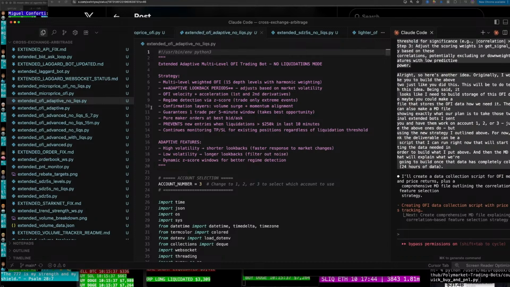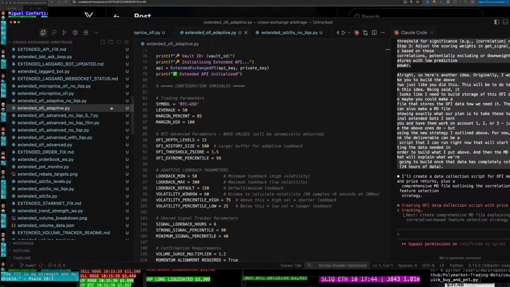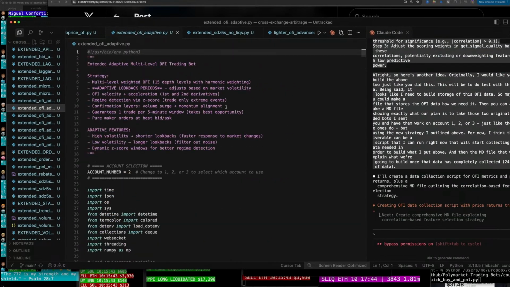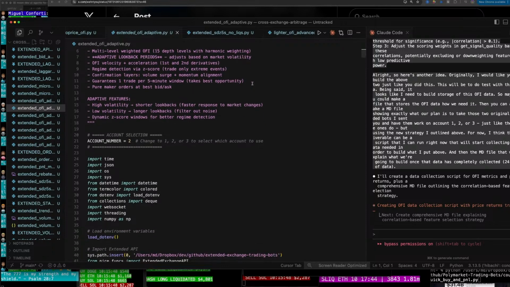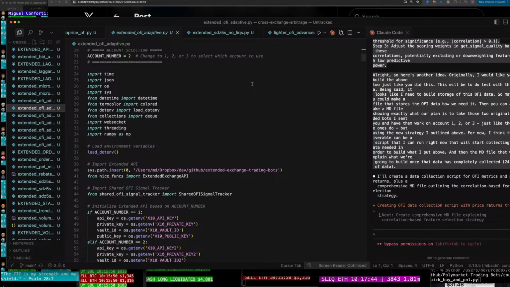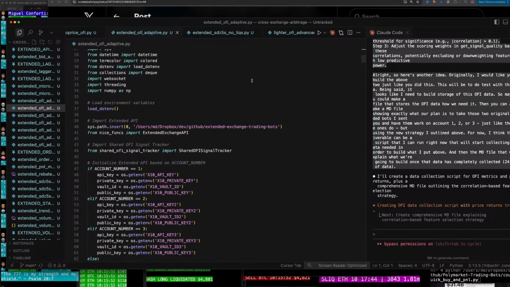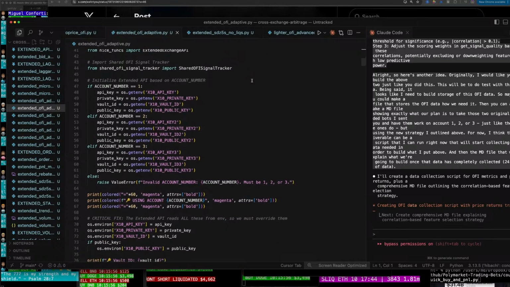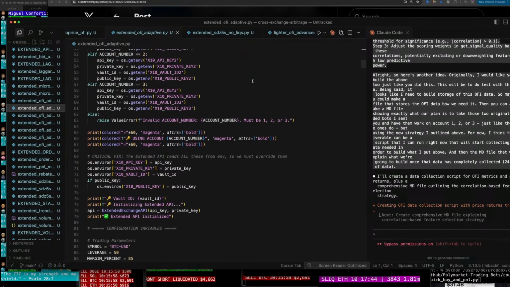But in the meantime, let me go ahead and show you all the code. I'm gonna show you the adaptive one, the one without the liquidation threshold thing, because the liquidation threshold thing is internal data. But here's all the code. I'll just scroll through it so you can see it. You can pause the video however you like. Just pause the video and you'll be able to see all the code.